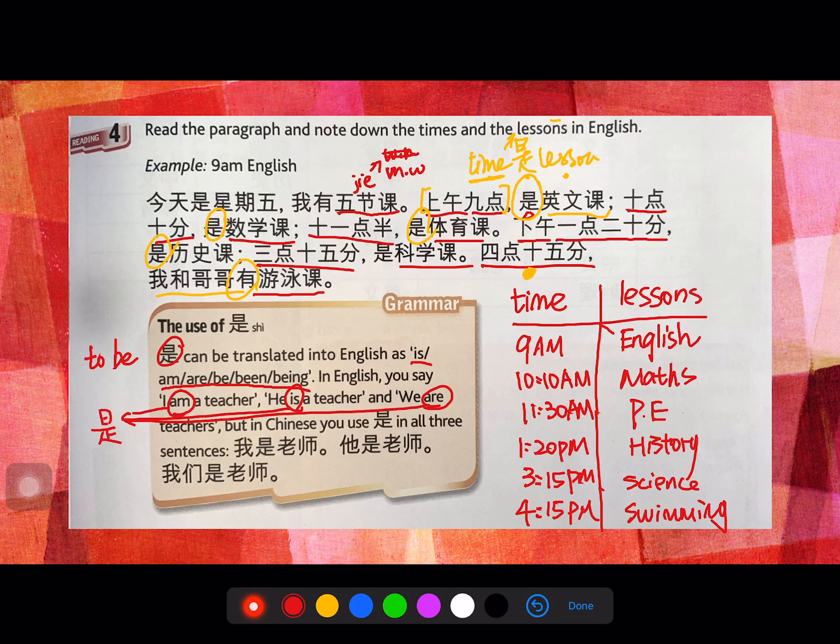So in Chinese, basically in all three sentences, it's 我是老师, I am a teacher. 他是老师, he is a teacher. 我们是老师, we are teachers. Okay, so that's the use of 是.